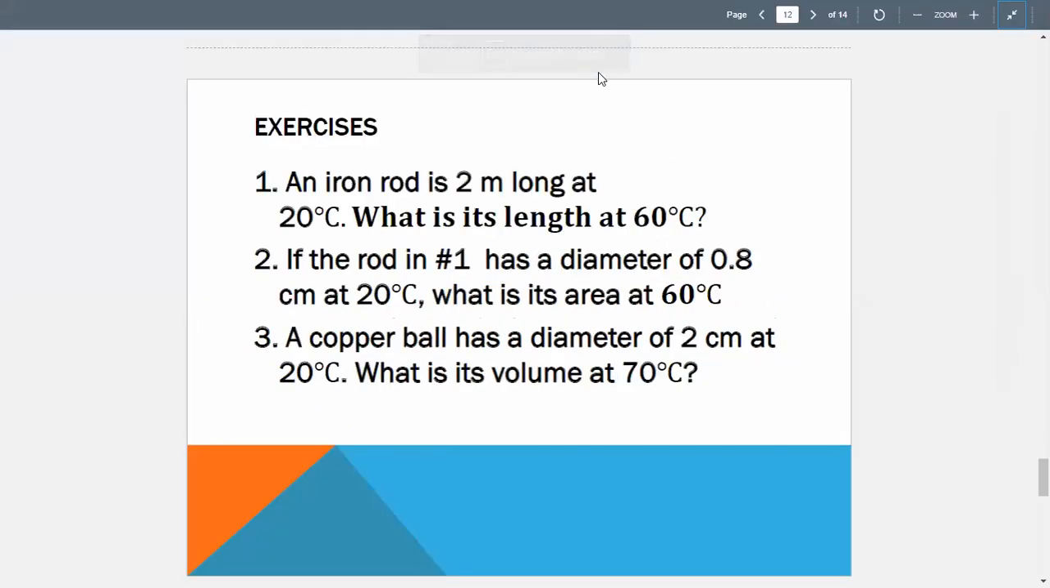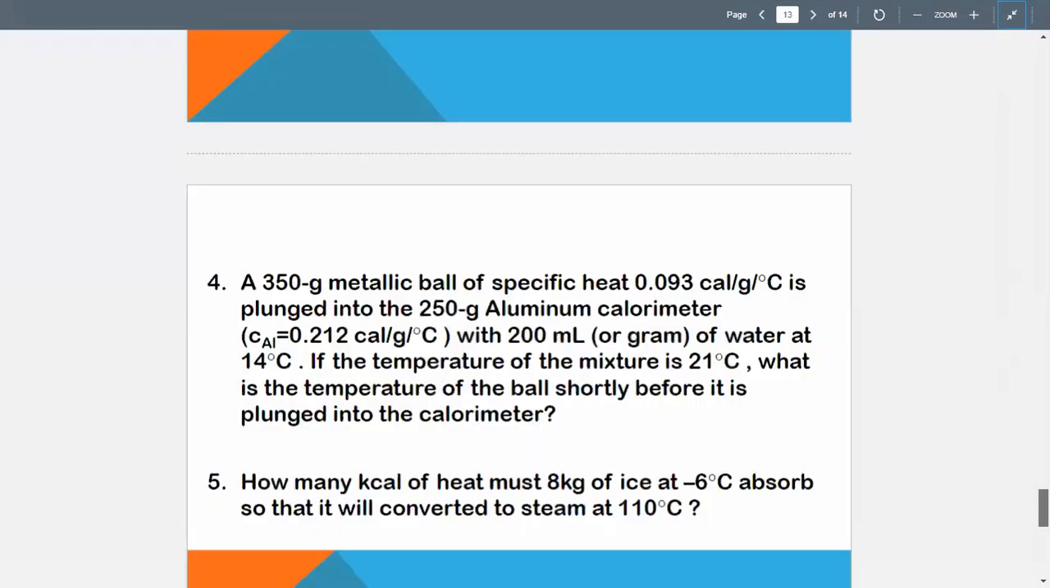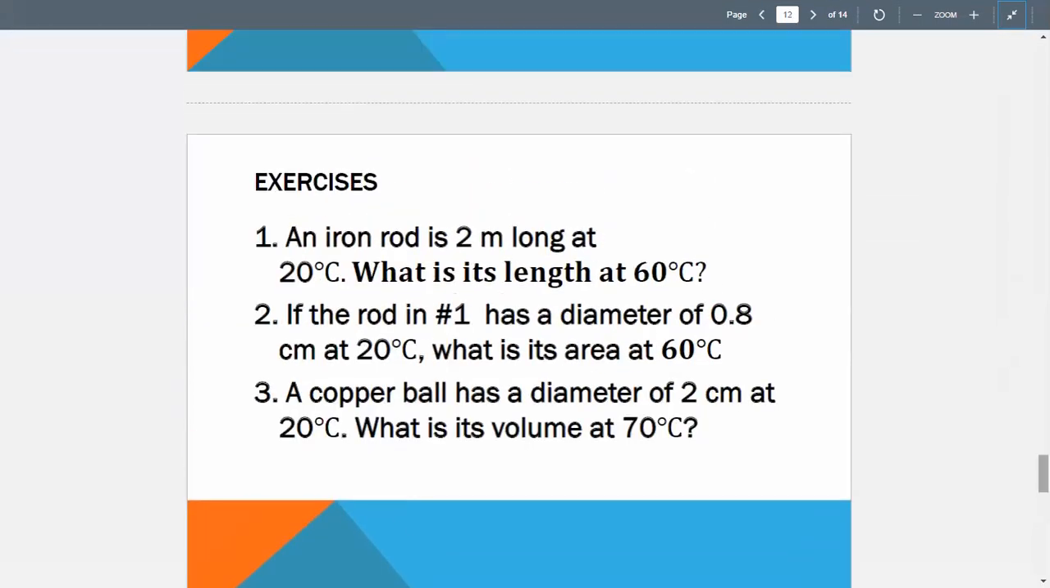Now we understand from last time that we have what we call expansion of materials. Materials eventually expand when they're subjected to heat. So let's take that up.